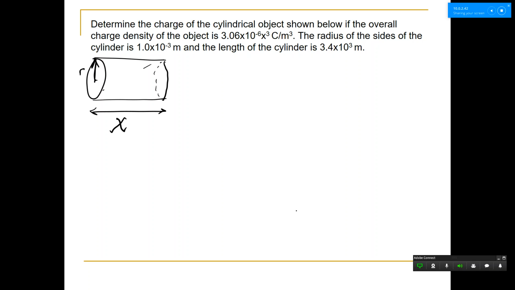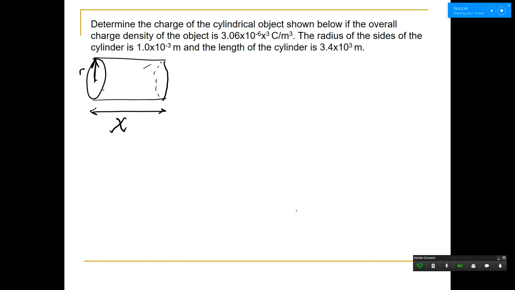So I'll repeat my question. Is this a uniformly charged cylindrical object or is it non-uniformly charged? How did you know that? Exactly. So I wrote that my charge density here is some constant multiplied by a variable to the power of 3. And that variable, is it referring to my radius or is it referring to my length? The length, right? And that's different.